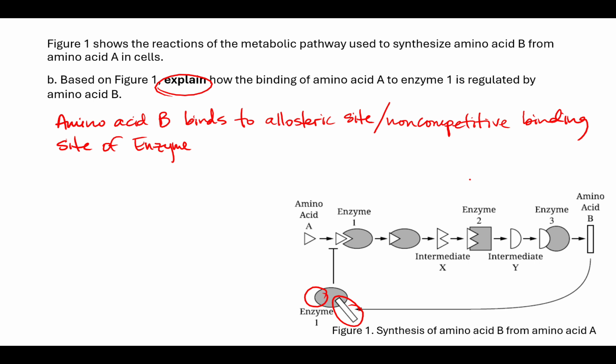There is no longer an active site, so you can say amino acid B binds to the allosteric site of enzyme 1, which changes the active site. So the shape of the active site.